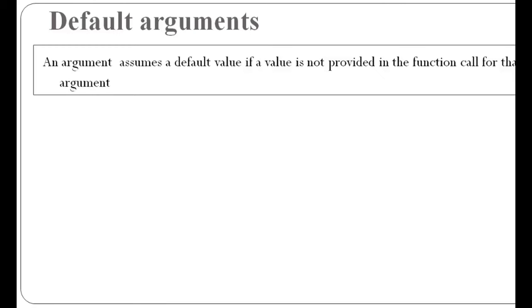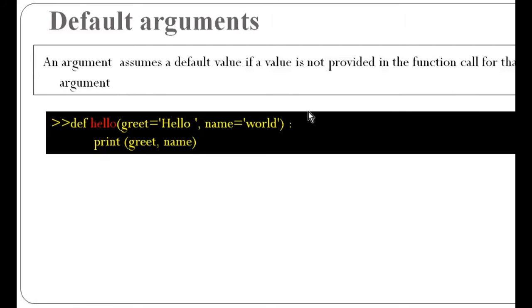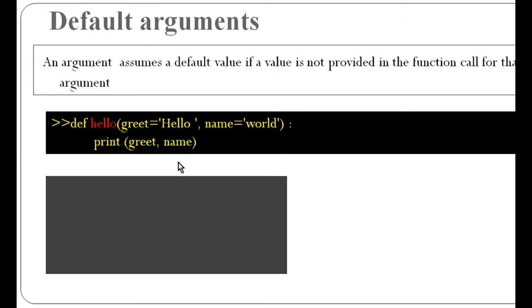You have default arguments. When you have default arguments, the values are provided in the definition itself, so it is defined by using the assignment operator. An argument assumes a default value if a value is not provided in the function call for that argument. Here you can see that I am giving default values for greet and name. When I call the function just hello, there is no parameter here, but automatically the hello and world will be taken as default arguments. So the result will be hello world.